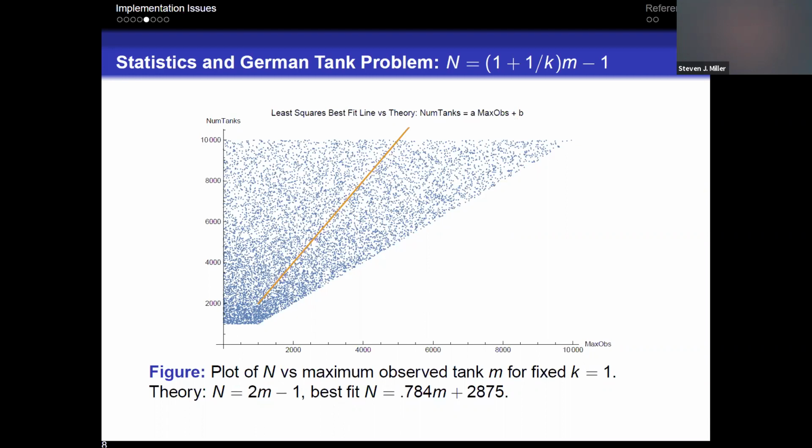We know that this formula can't hold forever. So you have to be careful about extrapolating formulas in large regimes. This is the best fit line you can get in this region using this method. But if you let n get very, very large, then eventually your best fit is going to have n less than m. And you should not be predicting fewer tanks than you observe.